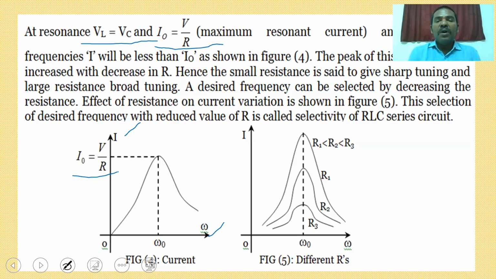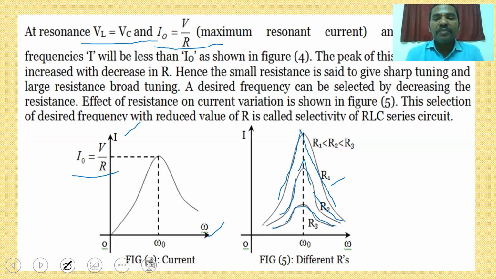Now we go for different values of resistors and see how the current waveform will be. In the first case, I have taken R1, which is a much lesser value compared with R2 and R3. So you get a very narrow current curve. R2 is greater than R1, so you get a medium band value, and R3 is much greater than R1, so you get a pass band.